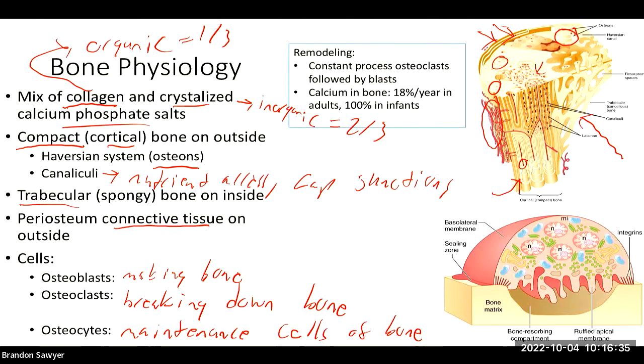This is an interesting look at how osteoclasts work. You can see these osteoclasts are large cells. They're multinucleated cells. They make a lot of proteins and enzymes to help us break down bone.